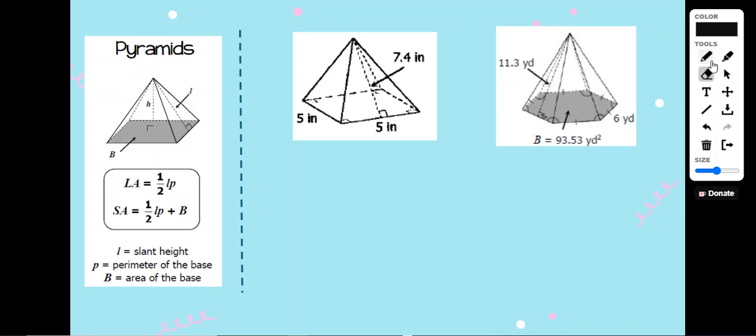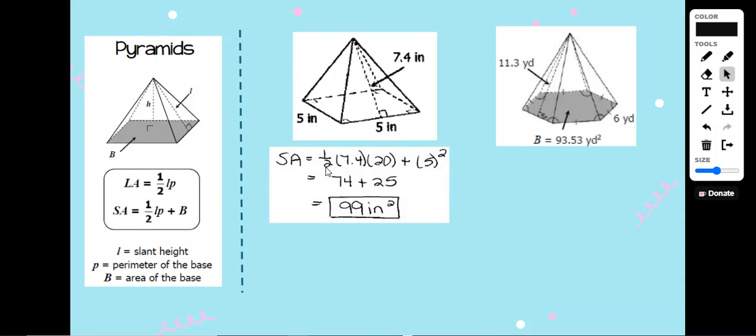Cool. I'm going to assume that you are done. So on this first one, hopefully you picked up on the fact that it is a square-based pyramid. They have provided you a slant height. So you're doing 1/2 your slant height of 7.4 times the perimeter of the base, 5 plus 5 plus 5 plus 5, plus the area of the base, which is just 5 times 5. And you should have gotten 99 inches.